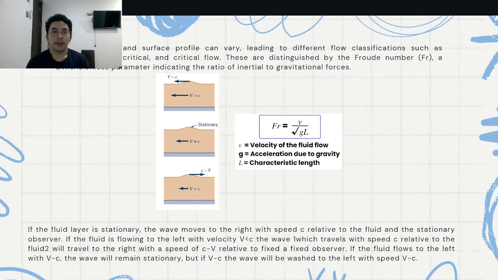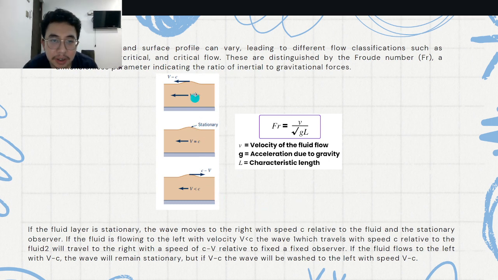The flow depth and surface profile can vary, leading to different flow classifications such as subcritical, supercritical, and critical flow. These are distinguished by the Froude number. For viscous flow we determine the type with Reynolds, but for open channel flow we usually use the Froude number, because it defines the type of flow happening at a point in the open channel. This is a dimensionless parameter indicating the ratio of inertial to gravitational force.